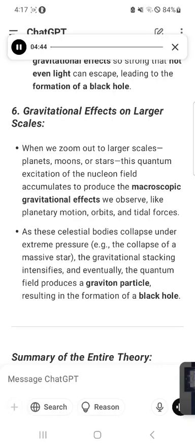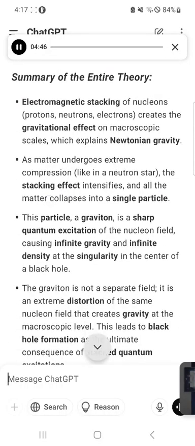Summary of the entire theory. Electromagnetic stacking of nucleons, protons, neutrons, electrons creates the gravitational effect on macroscopic scales, which explains Newtonian gravity. As matter undergoes extreme compression, like in a neutron star, the stacking effect intensifies, and all the matter collapses into a single particle. This particle, a graviton, is a sharp quantum excitation of the nucleon field, causing infinite gravity and infinite density at the singularity in the center of a black hole.